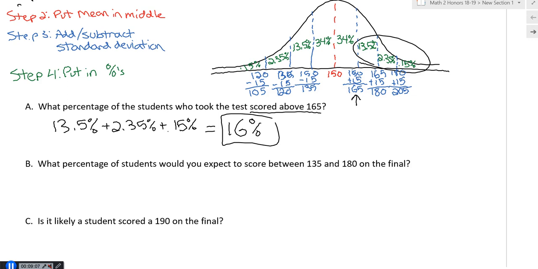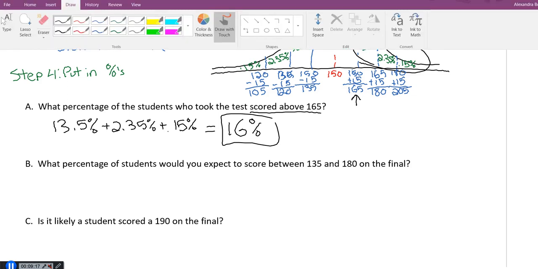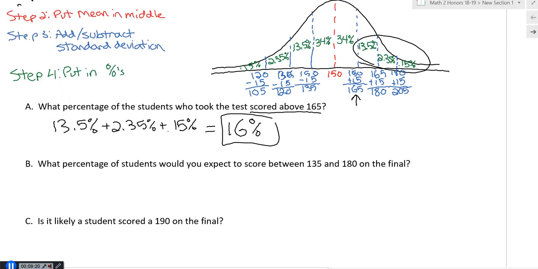Okay. B, what percentage of students would you expect to score between 135 and 180 on the final? So now for this one, right, I'm going between two things. Let's grab a different color, we'll do orange. 135 is here, 180 is here, so I'm adding everything between those two lines. Right, so I have 34 plus 34 plus 13.5%, and I get 68, 78, 81.5.